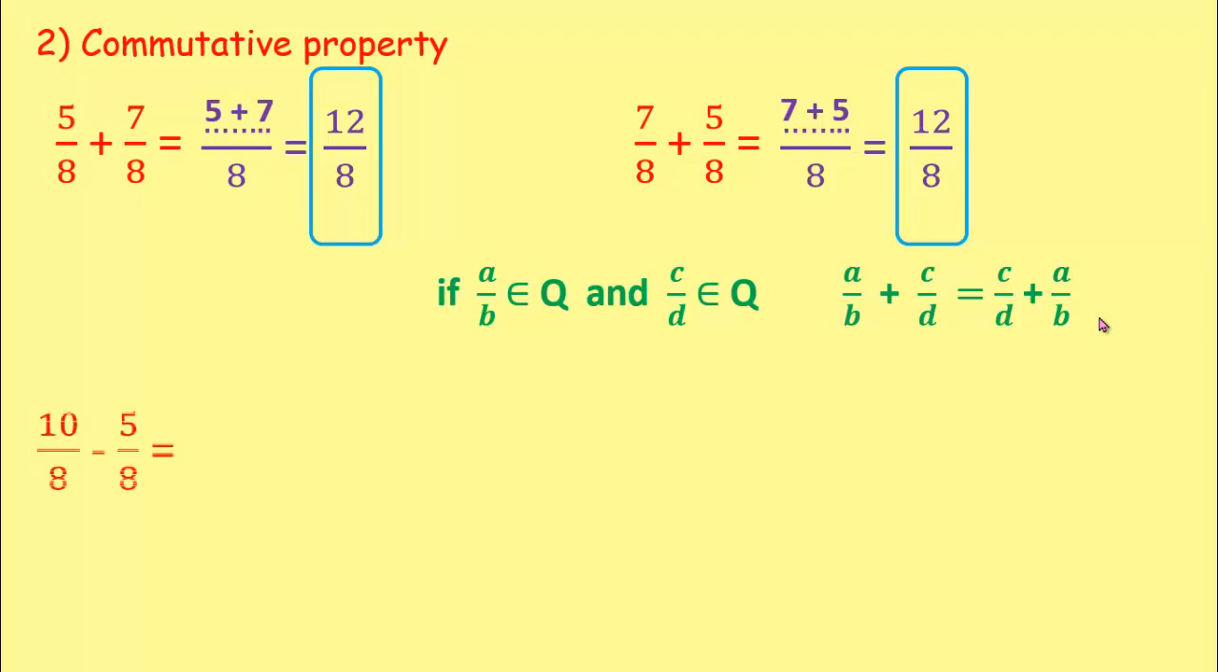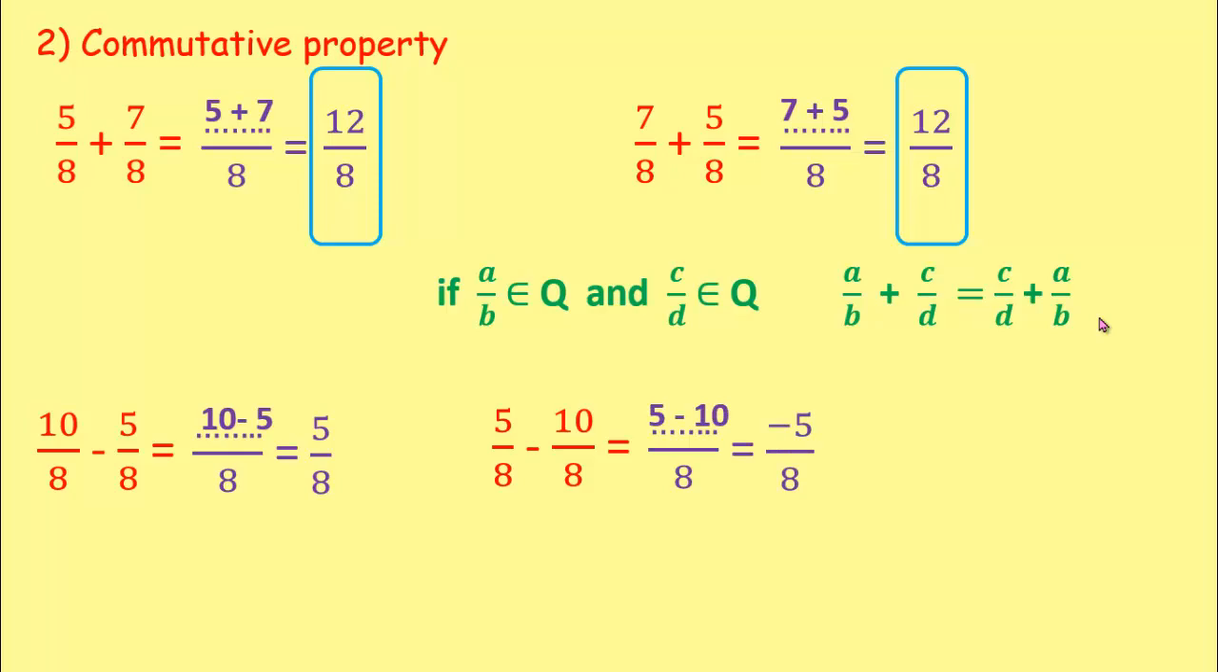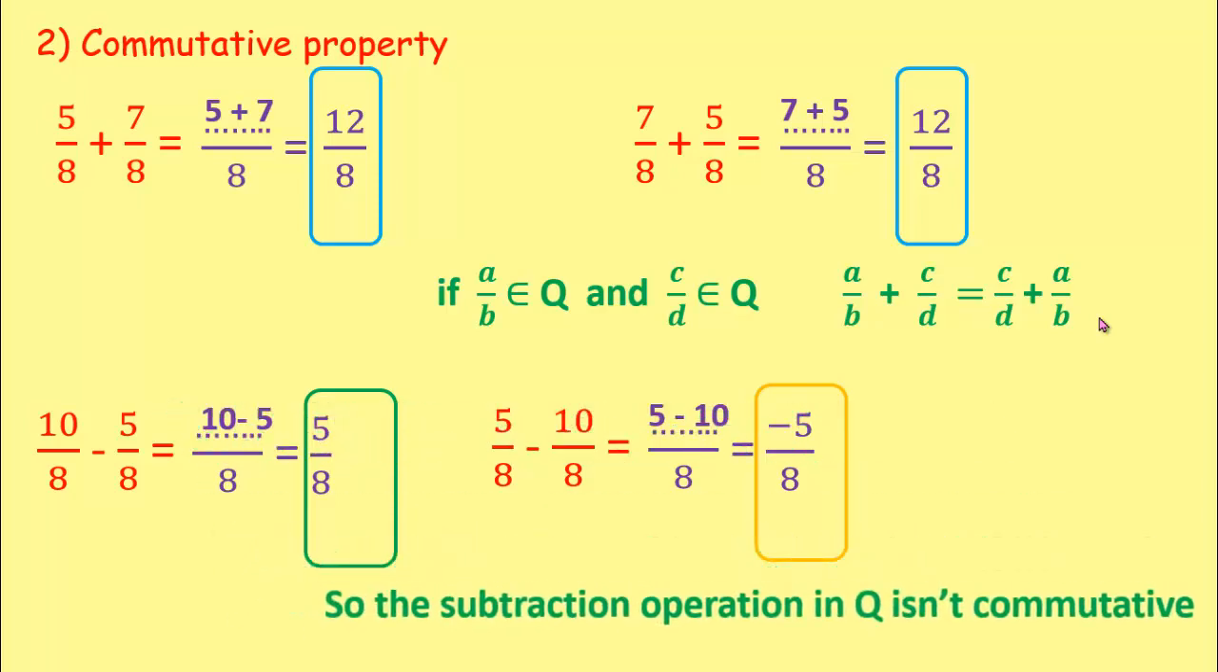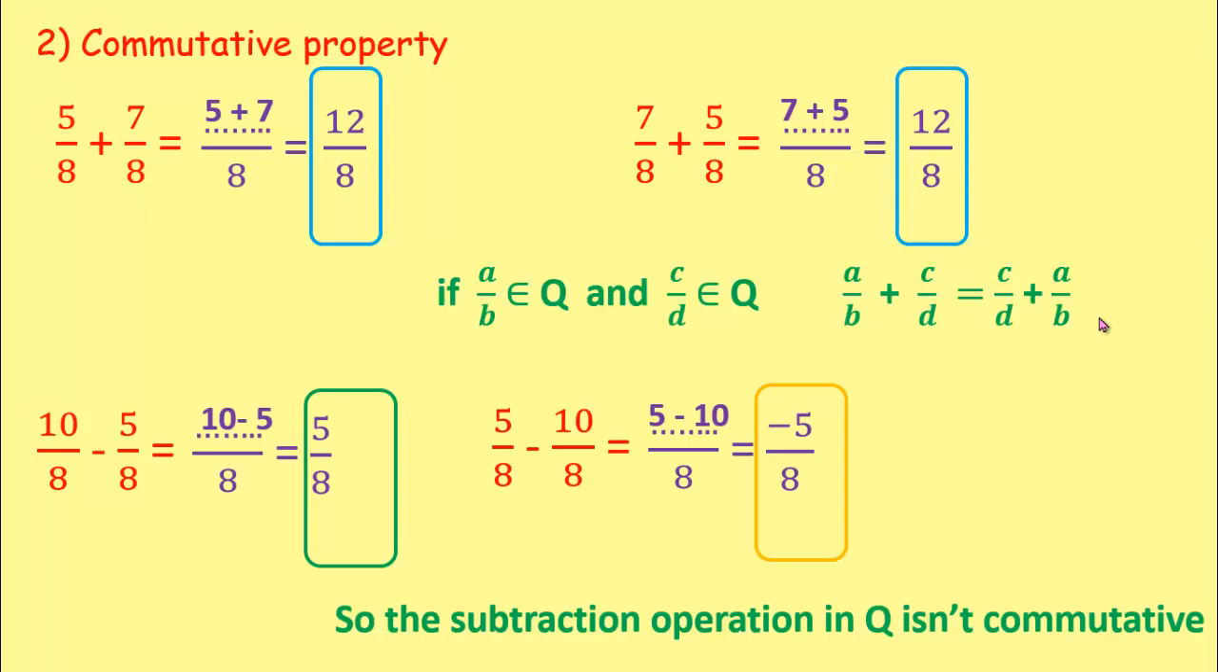What about if I was doing subtraction? 10 over 8 minus 5 over 8. I will have an answer of 5 over 8. If I change the position of the two rational numbers, making 5 over 8 minus 10 over 8, I will have here a result of negative 5 over 8. Have a look here at the two results. They are different, right? I cannot change the positions while I'm subtracting rational numbers. So we say that subtraction operation in Q is not commutative, meaning that order does matter while I'm subtracting rational numbers.